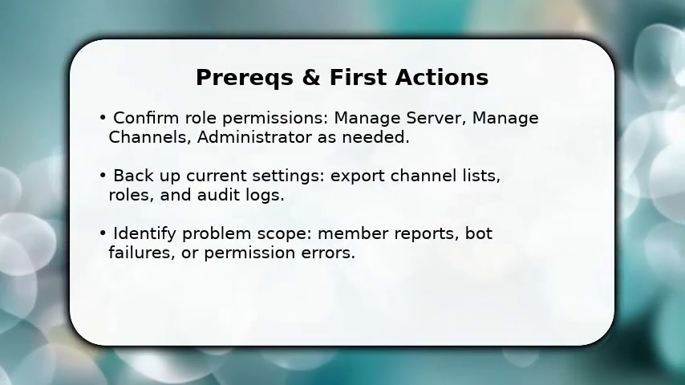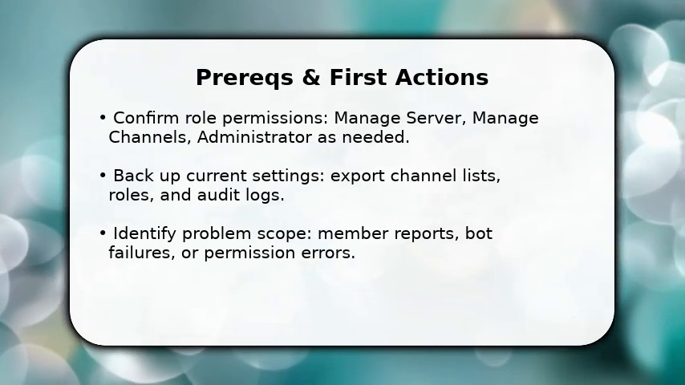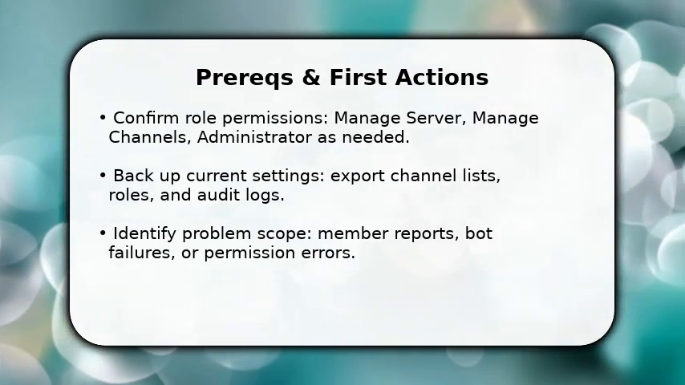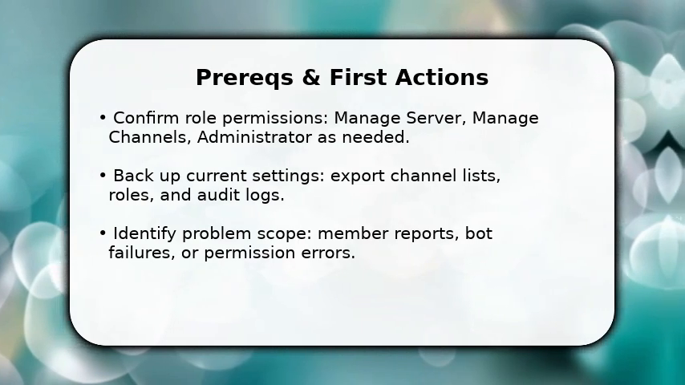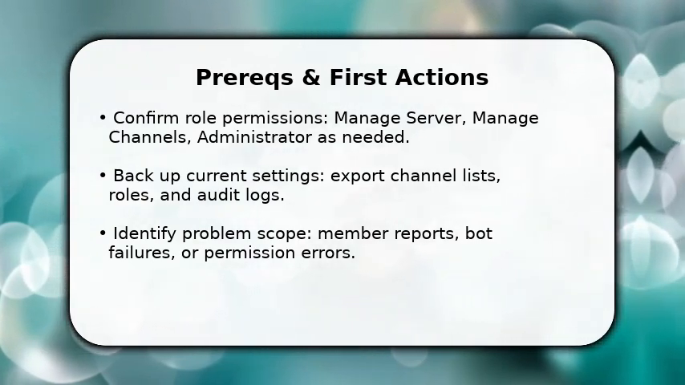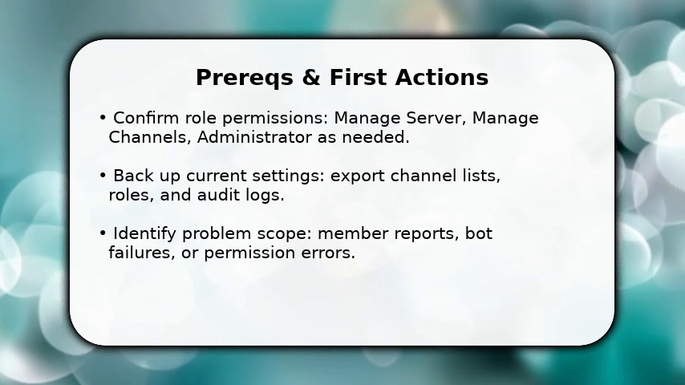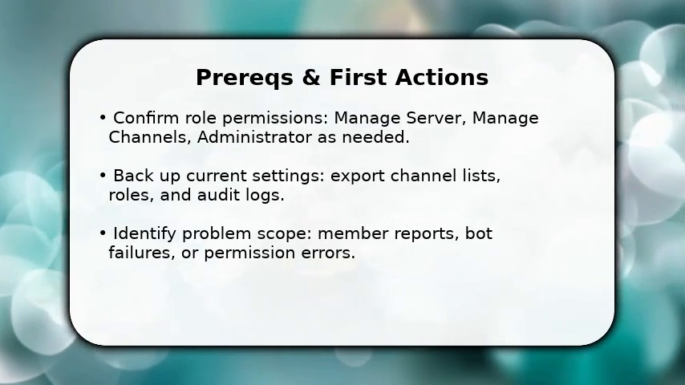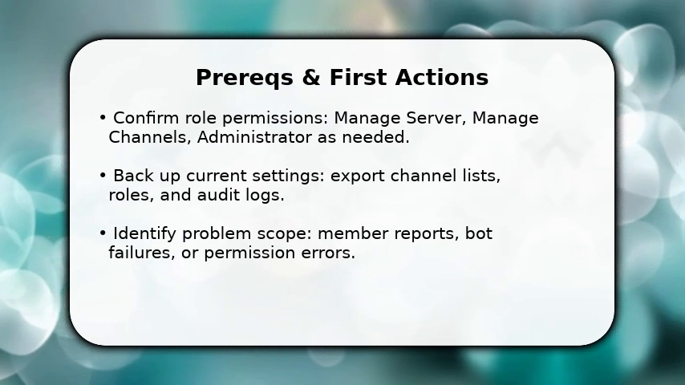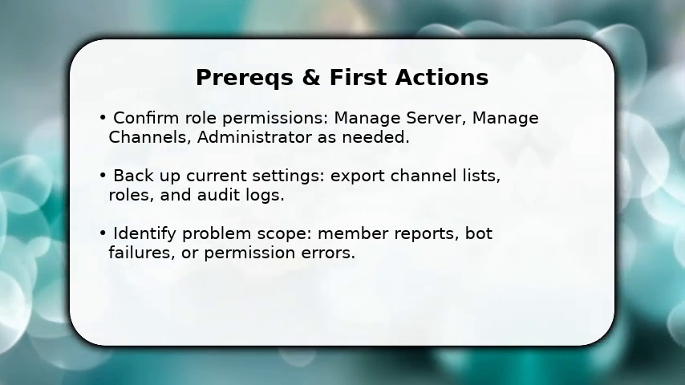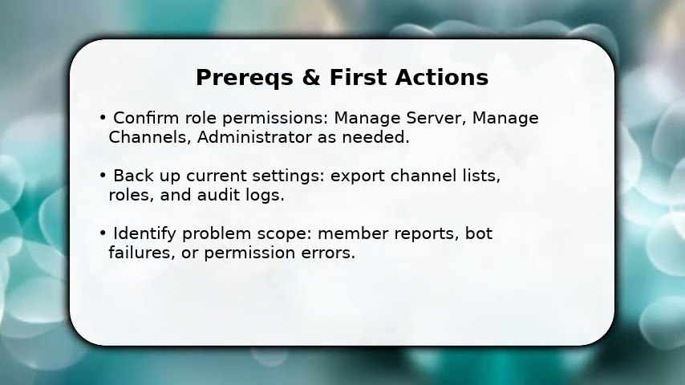You start by verifying permissions and creating a quick backup so you can change things without risking data loss. You check roles that affect access and note any recent changes that could cause the issue. Once done, reproduce the problem in a private test channel to observe exact behavior. This helps you target fixes instead of guessing.